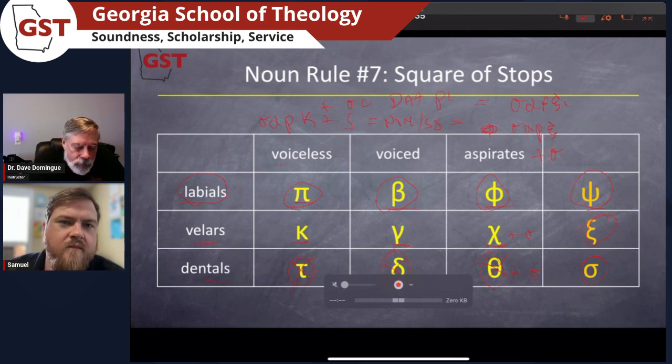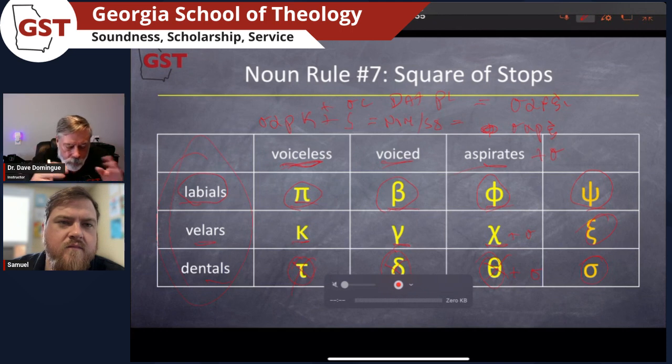You have some that are voiceless, some that are voiced, and some that are aspirated. The labials are made using your lips and forcing air out, velars come from the roof of your mouth, the palate, and dentals are where the tongue comes up near the back of the teeth. A voiceless one is not using your voice box. Voiced comes from your voice box: beh, beh. Aspirates are just the air flowing: phi, chi, theta.